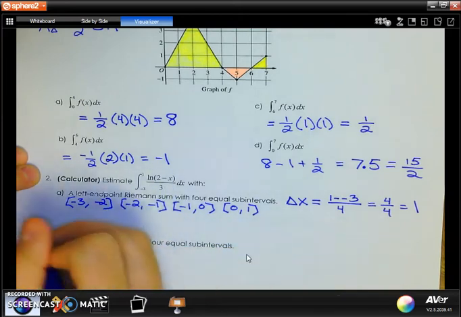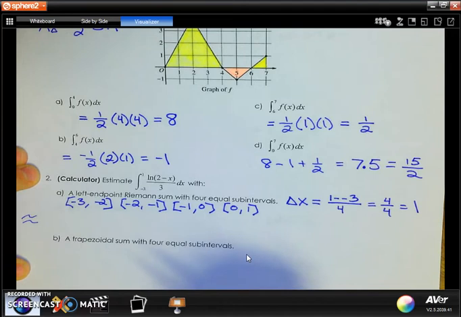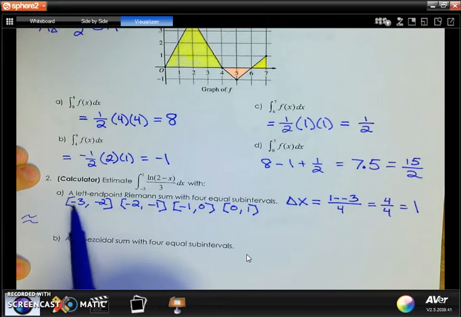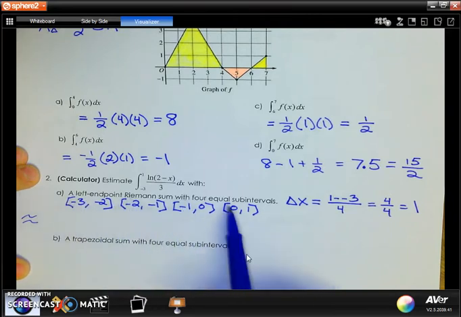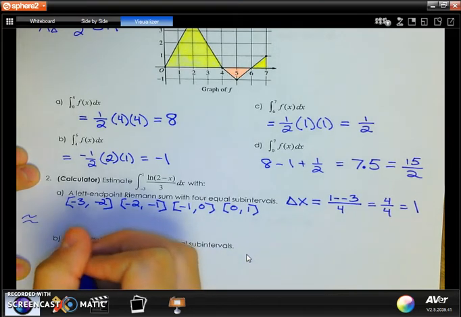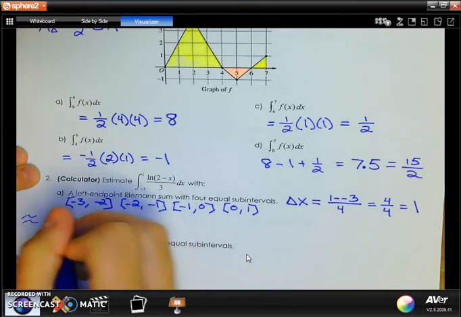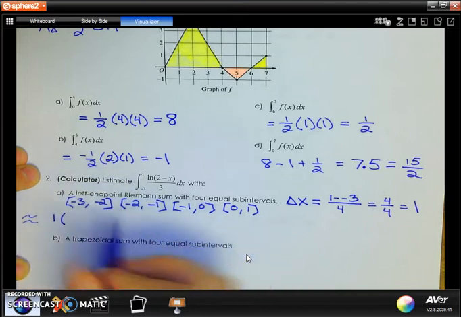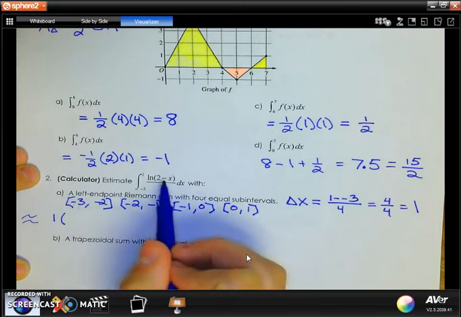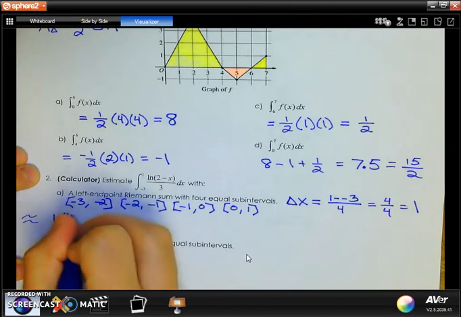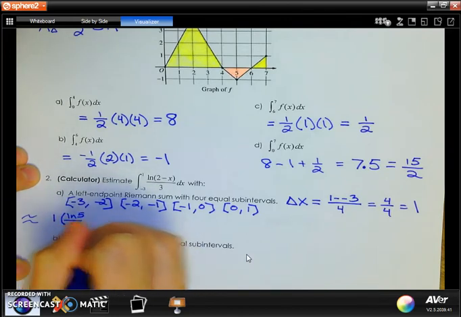And now I'm going to use my formula. Again, this thing is approximately, because Riemann sums give us an approximation. With the left endpoint Riemann sum, that means I'm going to be using this number, this number, this number, and this number, because that's the left of each one. So it's going to be delta x times what I get when I evaluate there. So it's going to be 1, that's easy, because that's my delta x, times, well, what do I get when I plug in a -3? When I plug in a -3, 2 minus a -3 turns to a plus, so it would be the ln of 5/3.